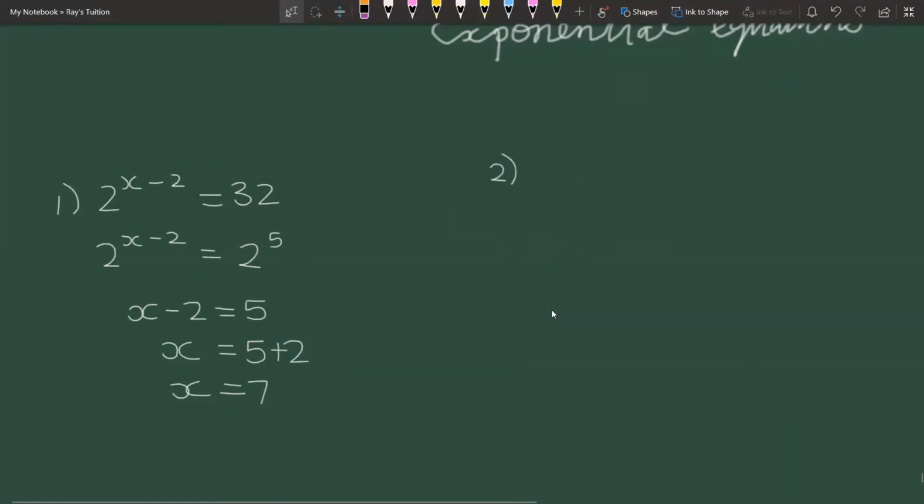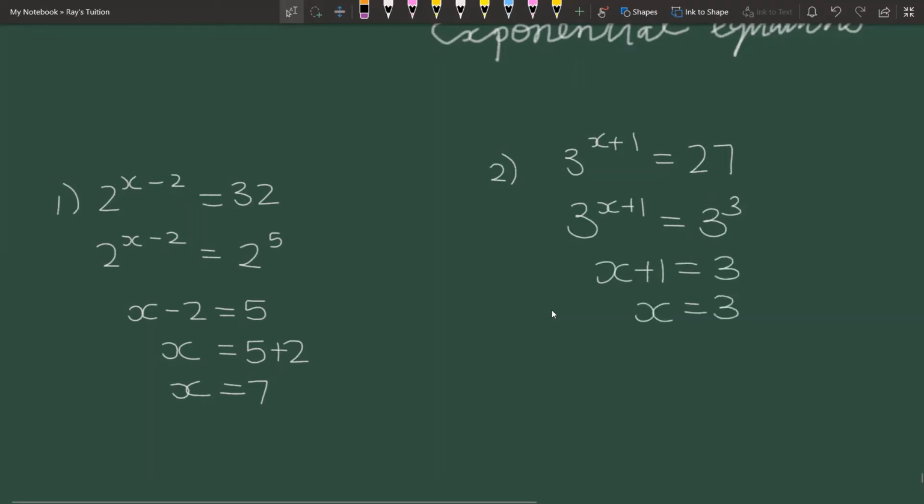Let's have a look at number 2. We have 3^(x+1) = 27. So the first step is to break the numbers up into prime bases. 3 is already a prime number, so 27 we can write as 3 cubed. And then when the bases are the same, we can drop them. So we're going to have x + 1 = 3, and x = 3 - 1, so x is equal to 2.